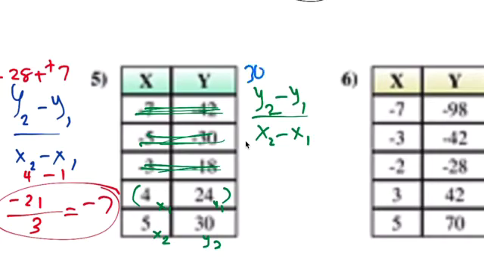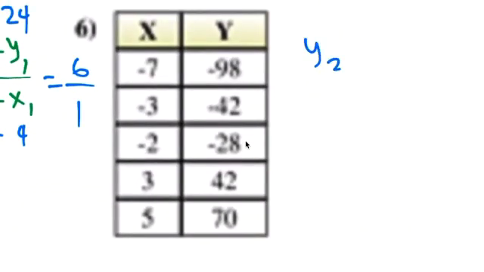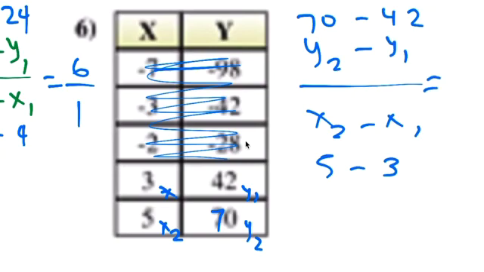Okay. 30 minus 24, and then 5 minus 4. It's 6 over 1 or just 6. Okay, one more question. Y2 minus y1 over x sub 2 minus x sub 1. Get rid of all the negatives. X sub 1, y sub 1, x sub 2, y sub 2. I think that's 70. I'm not sure what this is. I think it's 70. 70 minus 42, and then 5 minus 3. That is 28 over 2, or 14 is your slope.